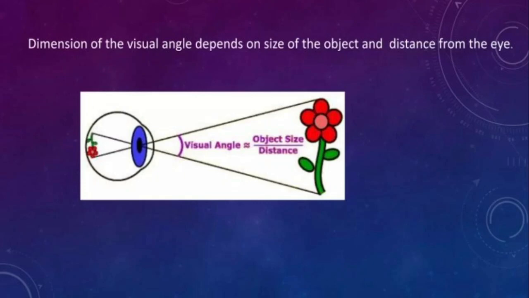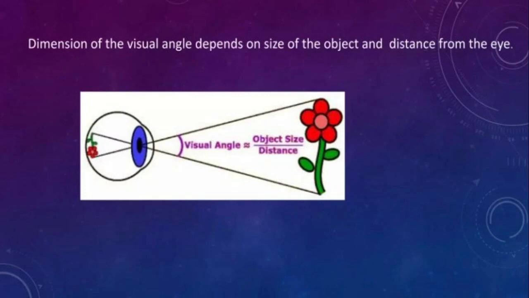The perceived dimensions of a visual object depend on their actual size and distance from the eye. Objects that are further away from the eye appear smaller than those that are closer, even if they are actually the same size. This is because of the size of their visual angle, which is the angle formed between the two lines of sight drawn from the eye to the two opposite edges of the object.